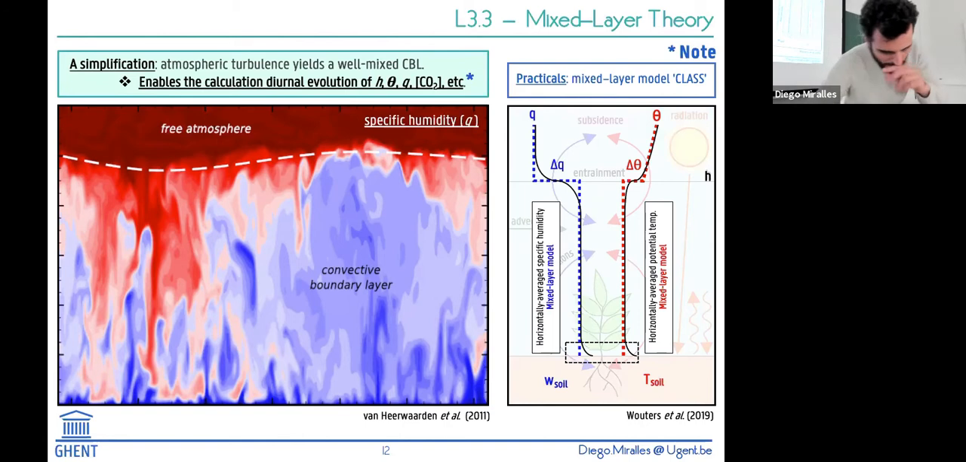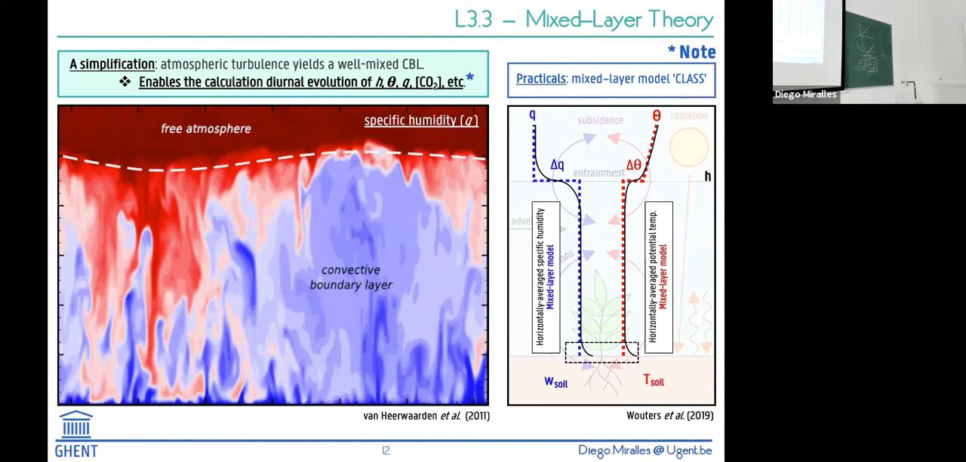So maybe one thing important to mention is that, of course, the mixed layer model is a simplification, as I already mentioned. The surface layer, as you can see here, is not going to be well represented. What you're seeing here is, in black, the real, if you wish, slightly idealized profile of humidity in the atmosphere. And this is the real profile of potential temperature in the atmosphere. So you can see the atmospheric inversion here.